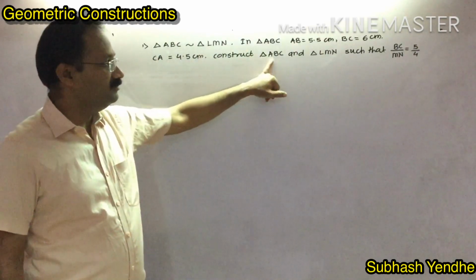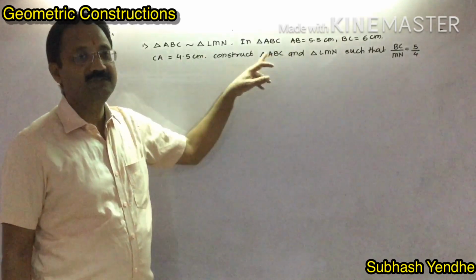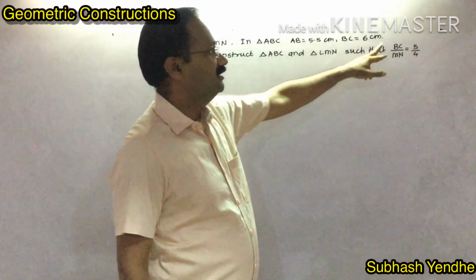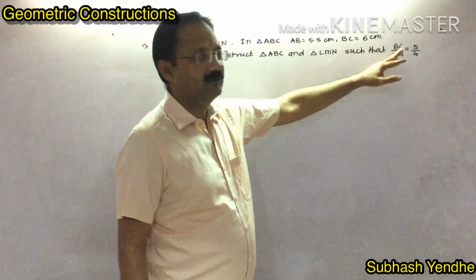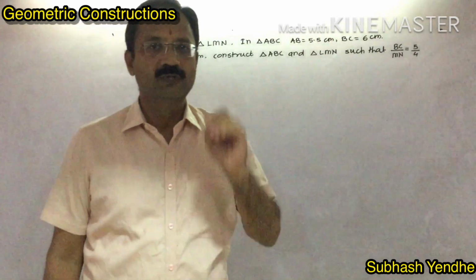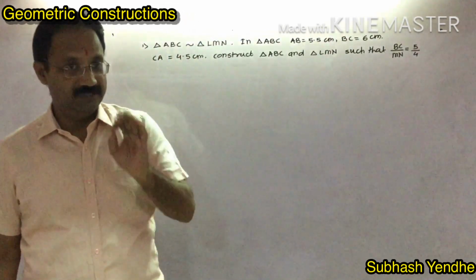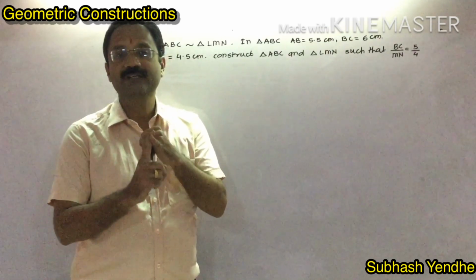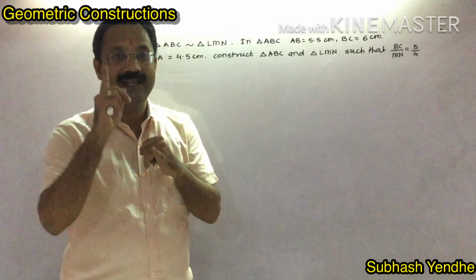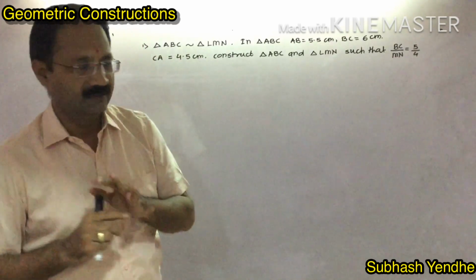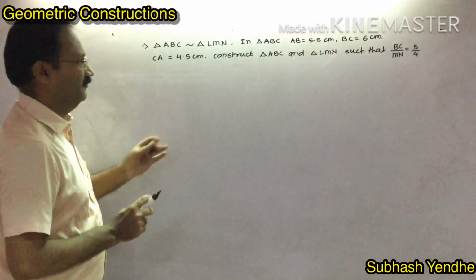Construct triangles ABC and LMN. It means you have to construct both the triangles such that BC upon MN equals 5 upon 4. Now here I am going to tell you 2-3 steps which are very important. Number one is you have to draw an analytical figure. What do you mean by analytical figure? It's a rough figure. First draw the rough figure.